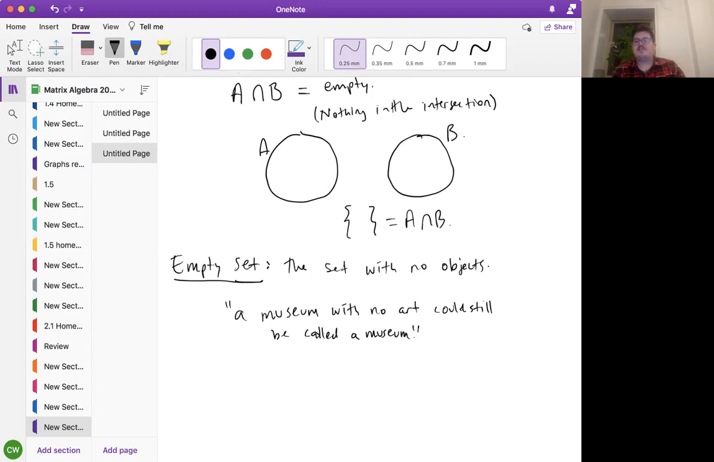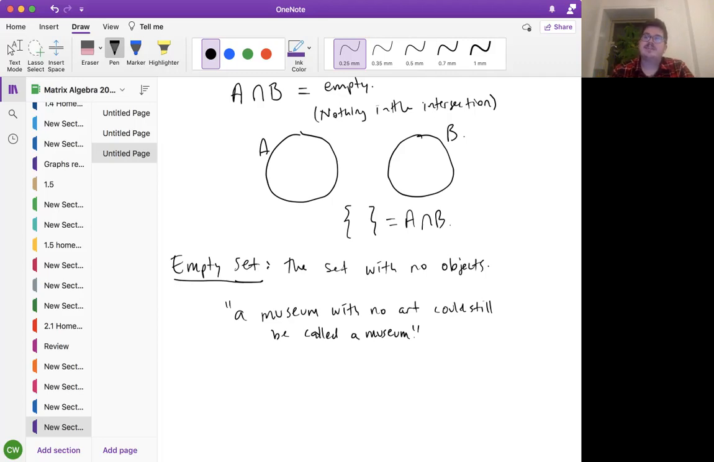So maybe you have all these rooms that have empty display cases, but there's nothing in any of the display cases, or there's no art on the wall. But there could be a reason why a museum doesn't have art. It just opened up. Maybe a thief took everything, but you might still call it a museum nonetheless. It doesn't suddenly stop being a museum since it doesn't have any art. So it's kind of a way to think about it.